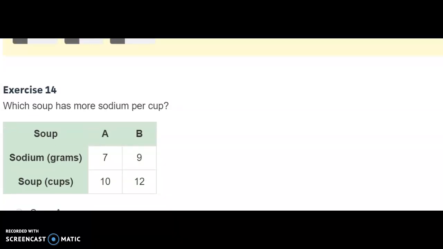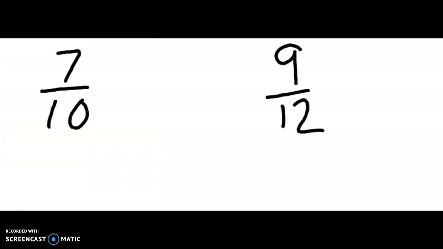Which soup has more sodium? So you have 7 over 10 or 9 over 12. I want to make these both into equivalent fractions so I compare apples to apples. The only thing that both of these numbers are going to go into, the least common multiple, is going to be 60.